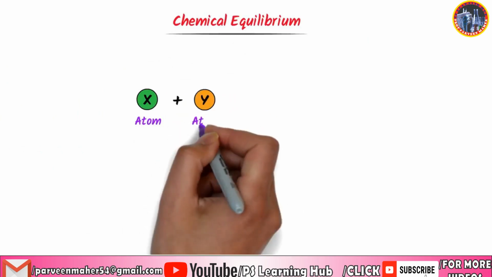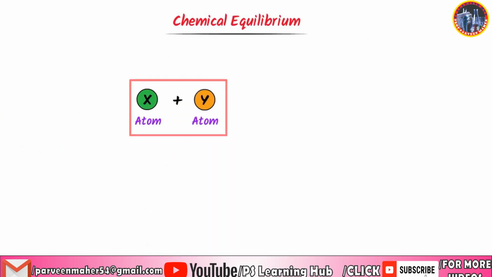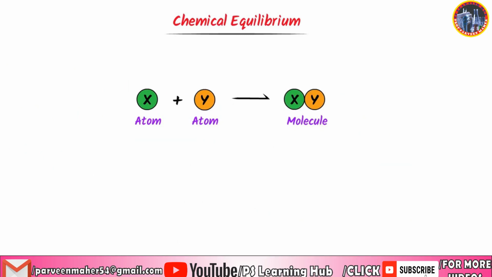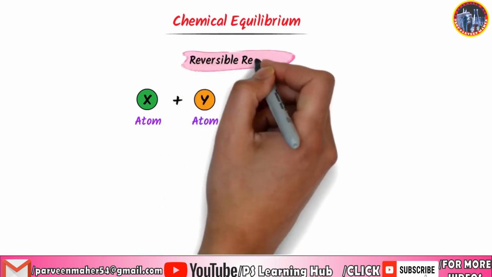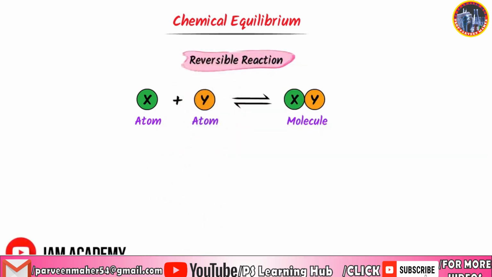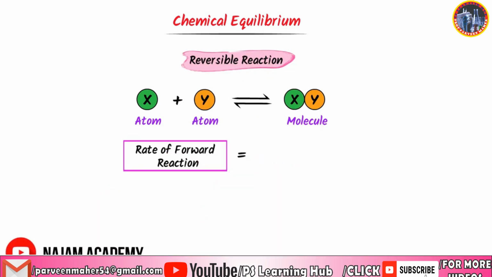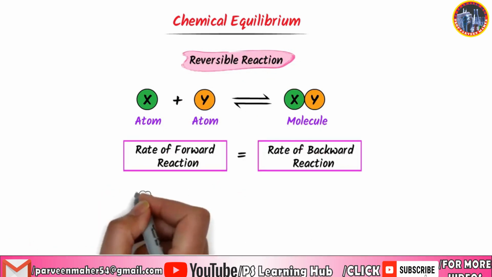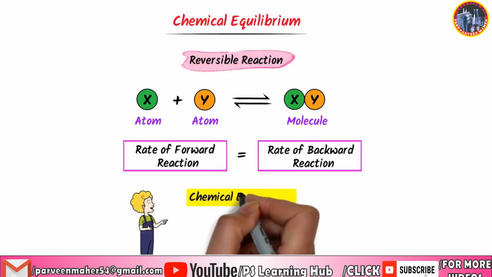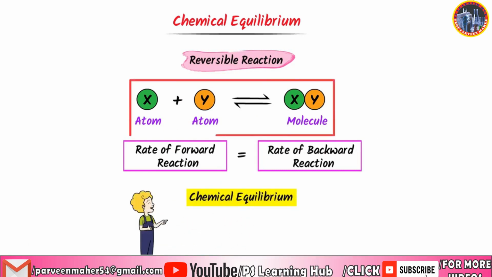Firstly, let me teach you the easy concept of chemical equilibrium. Let's consider an atom X and an atom Y. Now X and Y atoms react together to form an XY molecule, while this XY molecule breaks down to form X atom and Y atom. So this is a reversible reaction. Lastly, when the rate of the forward reaction becomes equal to the rate of the backward reaction, this stage is called chemical equilibrium. Hence, this reaction is in chemical equilibrium because the speed of the forward reaction is equal to the speed of the backward reaction.